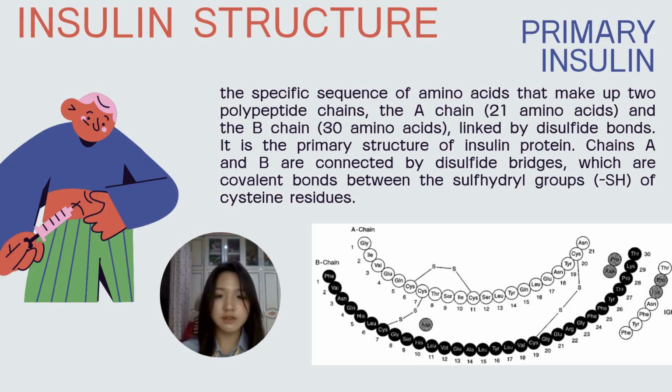And now we're going to talk about the insulin structure. We have primary insulin. It is the specific sequence of amino acids that make up two polypeptide chains, the A chain, which has 21 amino acids, and the B chain, which has 30 amino acids, linked by disulfide bonds. This is the primary structure of insulin protein. Chains A and B are connected by disulfide bridges, which are covalent bonds between the sulfhydryl groups of cysteine residues.